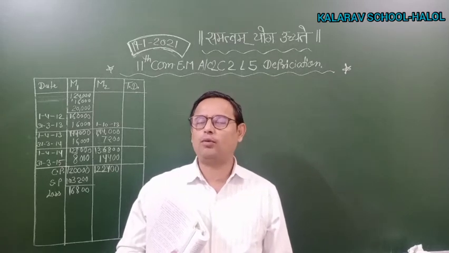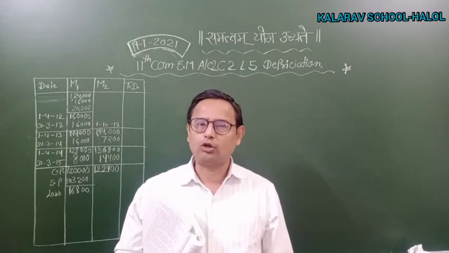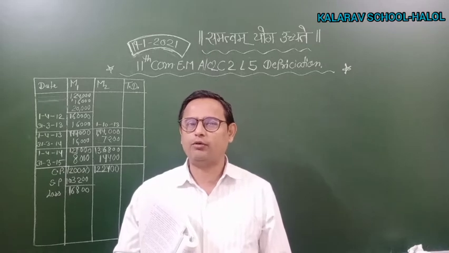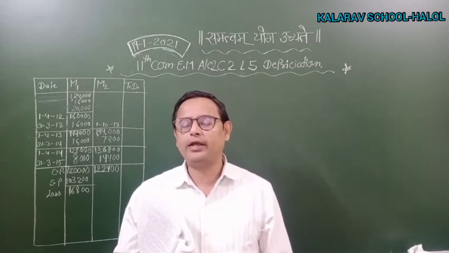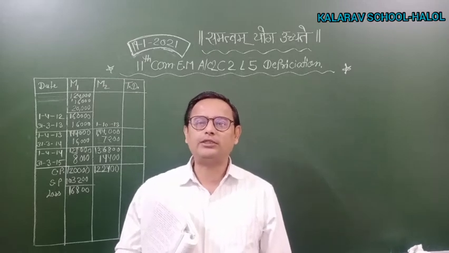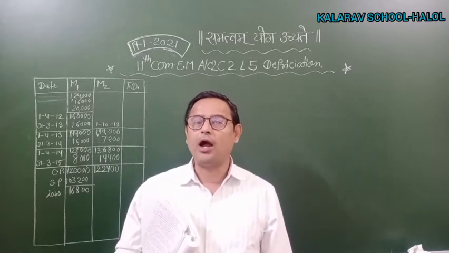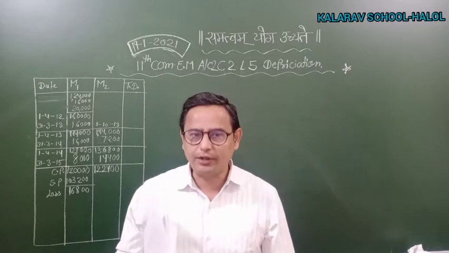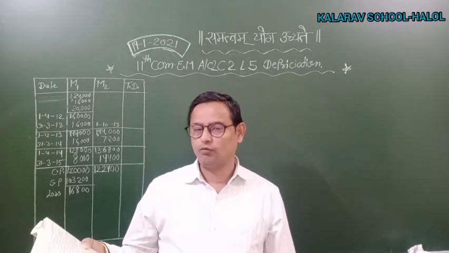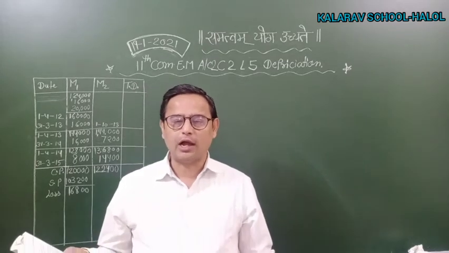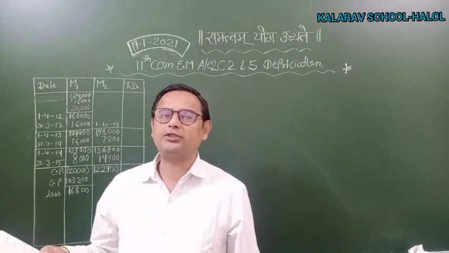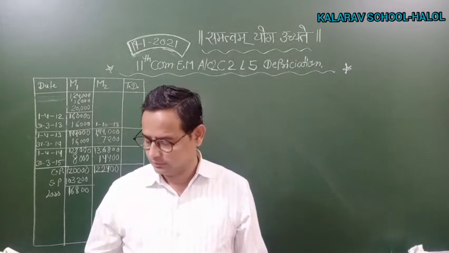If you count from October to March, October, November, December, January, February, March, 6 months remain to complete the financial year. So we will charge depreciation at half here, means 50%. Is it clear? Whatever amount is there, we will charge half of it as depreciation. Is it clear?